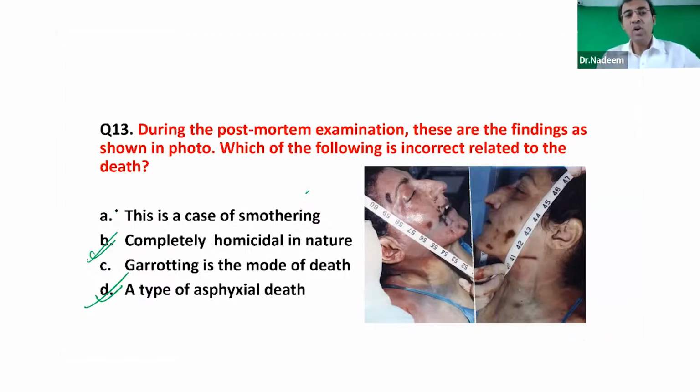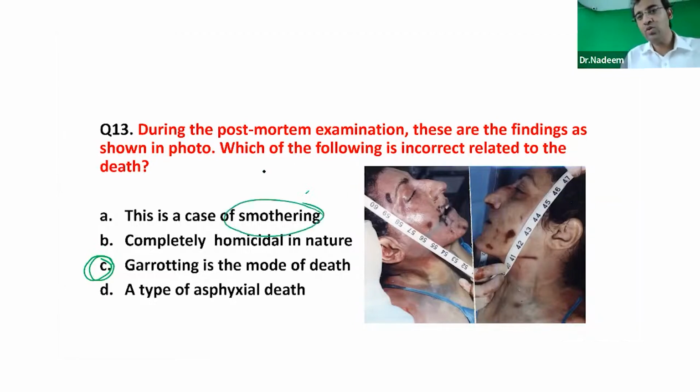What is the meaning of garroting? Applying ligature material around the neck. So there you will see signs of struggle, abrasion or whatever, over the neck. Here you can see laceration, bruises, abrasion, everything over the face. Now tell me, do you think this is a case of garroting? No, this is not a case of garroting, but a case of smothering. Now we are going to understand.